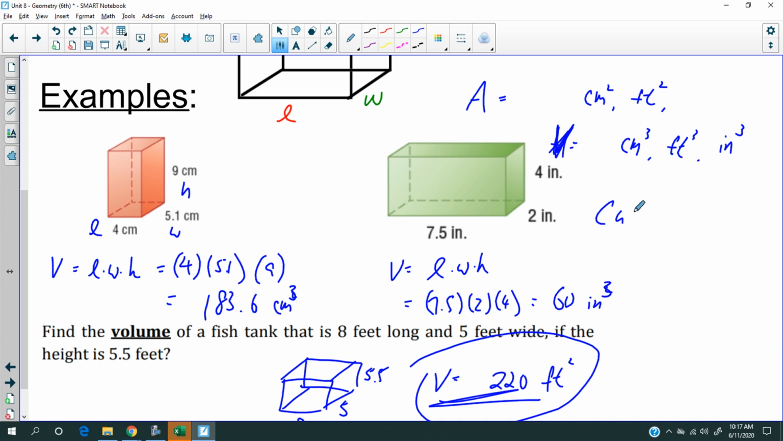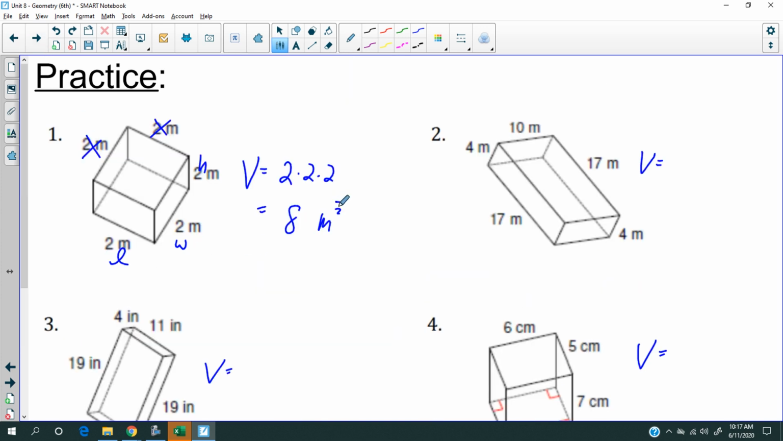The word is C-U-B-I-C. You see where the word comes from, right? It's a cube. What's a cube? It's a box. Okay, I feel bad now. Cube, cubic, same thing. I hope you guys are watching this part.